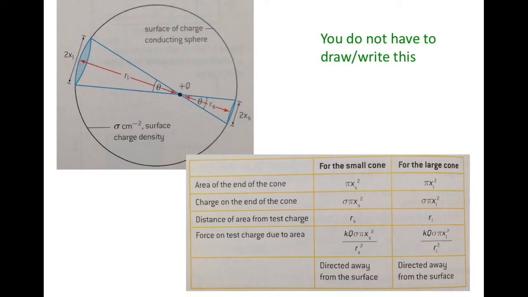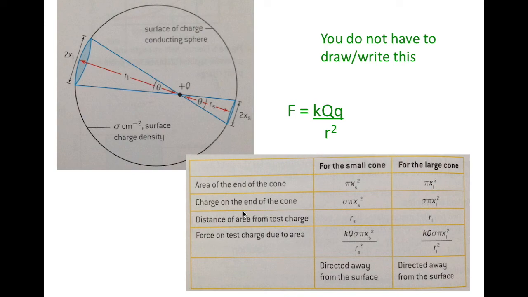Looking at this figure, there is a test charge that is placed inside the sphere. The test charge could be placed anywhere within the sphere and it would work out to be the same. The distance from the test charge to the sphere is r_s for the small cone, s being for small, and then r_L would be for the large cone. Looking at this data table, we know that the area of the end of the cone for the small cone is pi x_s squared, and for the large cone it is pi x_l squared.